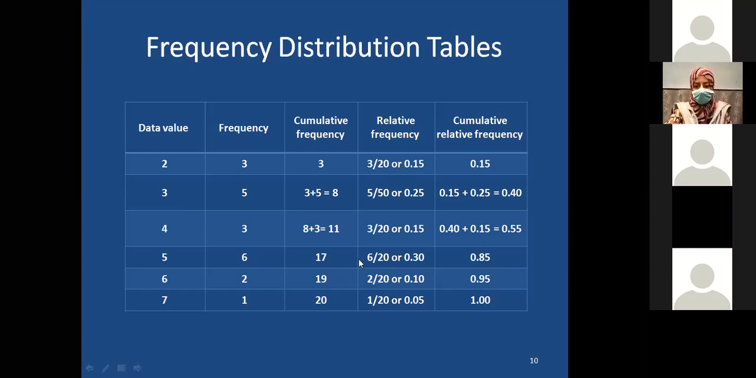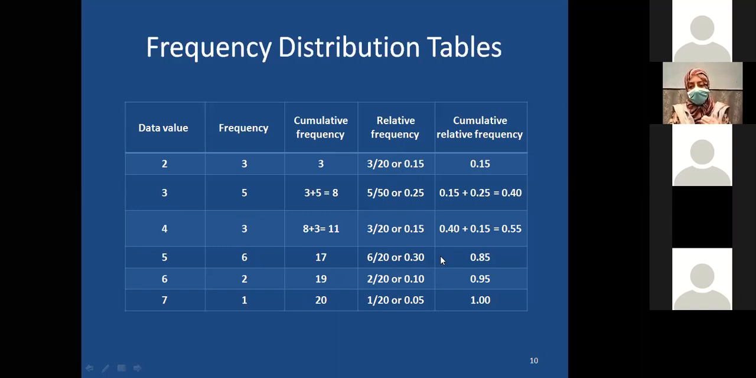The frequency will be divided by the total number of frequency. For example, 3 divided by 20 or 0.15, 5 divided by 20 or 0.25, sorry, this is a typo, and then 3 divided by 20 will again give you 0.15. 6 divided by 20 or 0.30. This is a relative frequency.